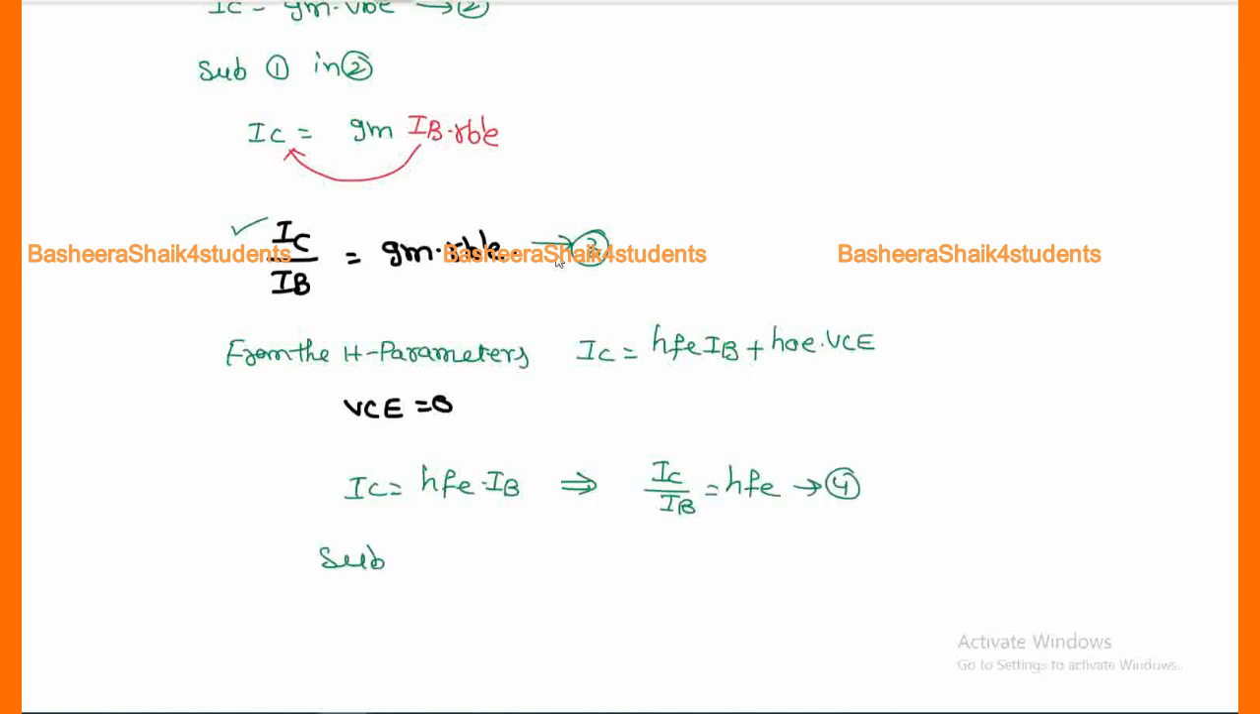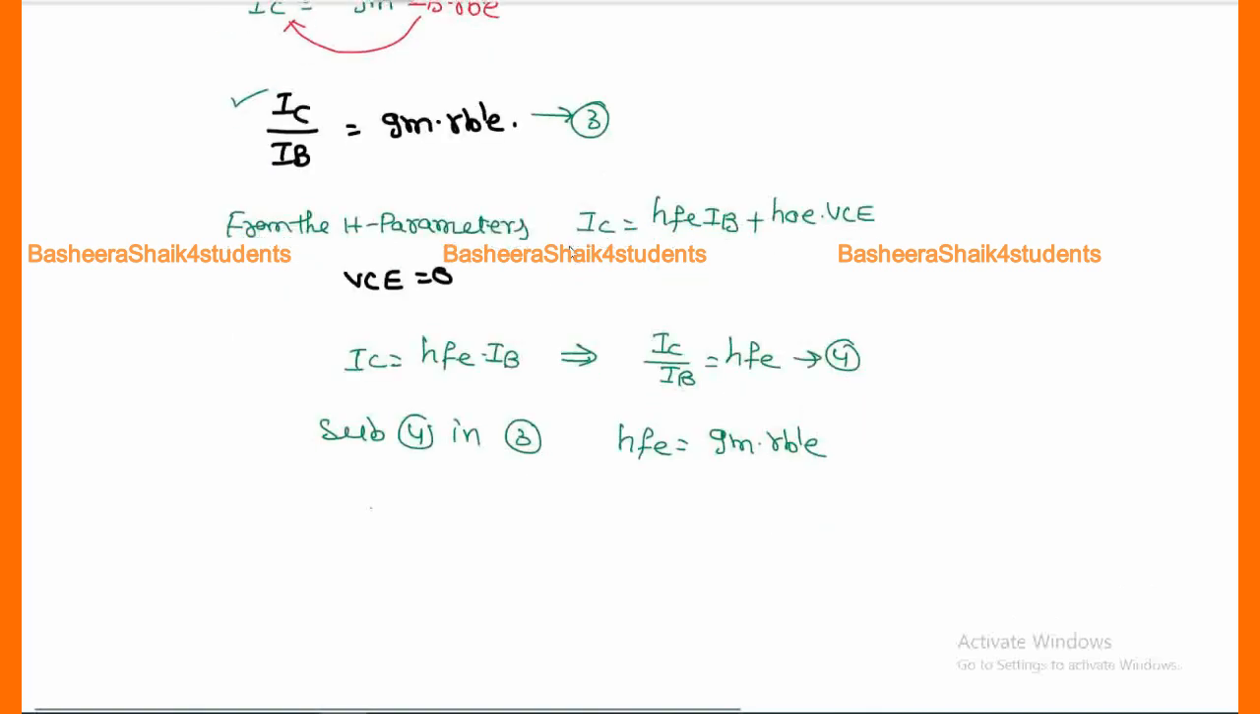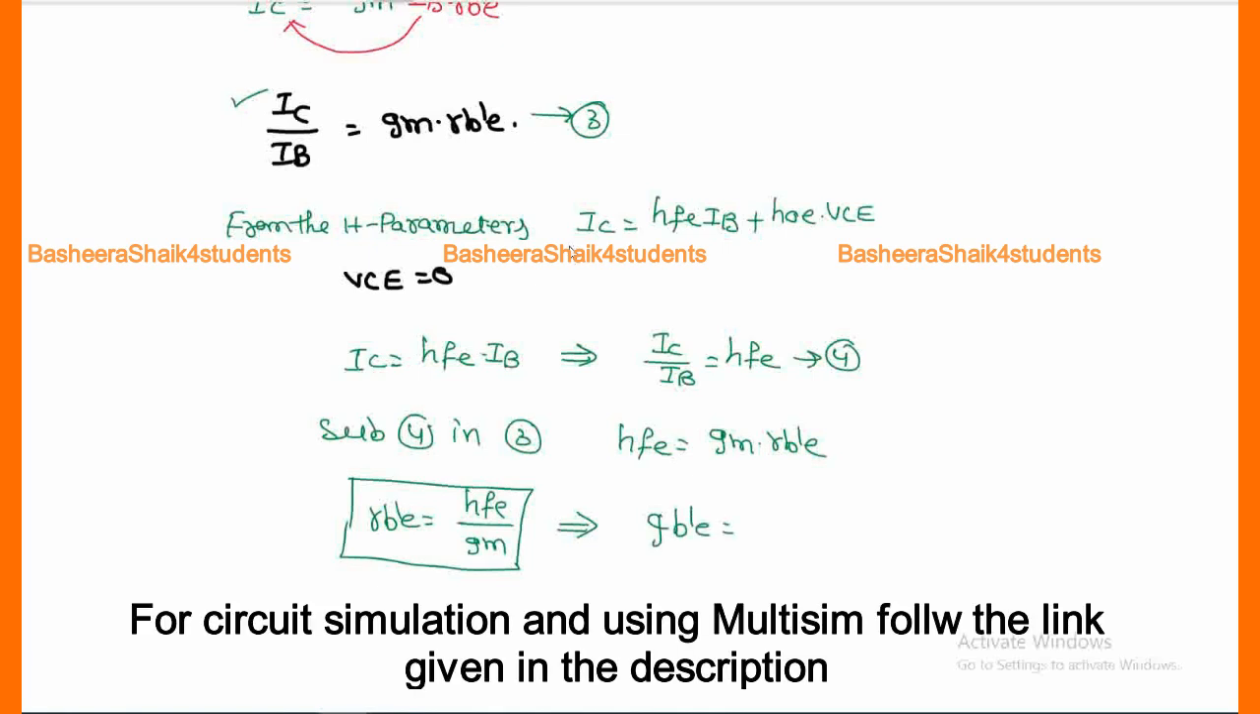Substitute 4 in 3, we get hfe equal to gm into rb'e. Then we can write rb'e is equal to hfe by gm. This is the resistance between the internal base terminal and the emitter. Similarly, we can formulate this as a conductance gb'e equal to gm by hfe.